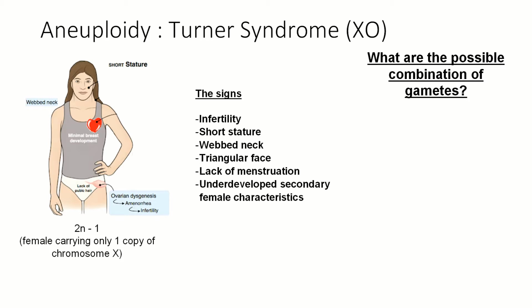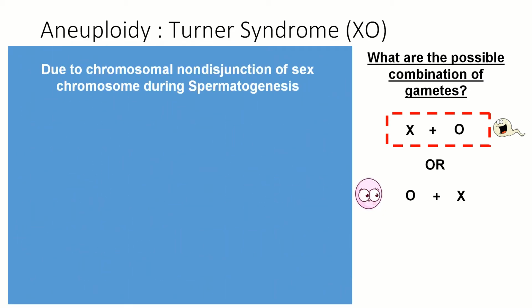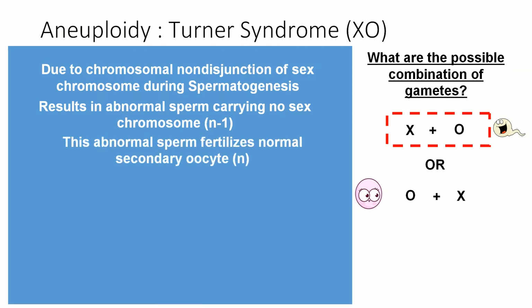So what are the possible combinations of gametes which give rise to a Turner syndrome child? It can either be between a normal secondary oocyte with an abnormal sperm carrying no sex chromosome, or between an abnormal secondary oocyte carrying no sex chromosome with a normal sperm carrying X chromosome. So how do we explain the first possibility? We will say it's due to chromosomal non-disjunction of sex chromosome during spermatogenesis, which results in abnormal sperm carrying no sex chromosome, and this abnormal sperm fertilizes a normal secondary oocyte.